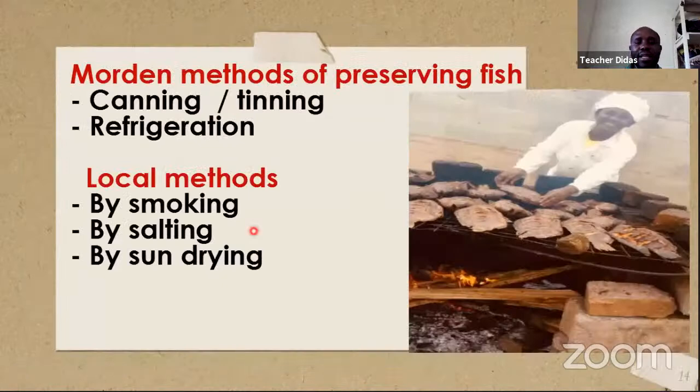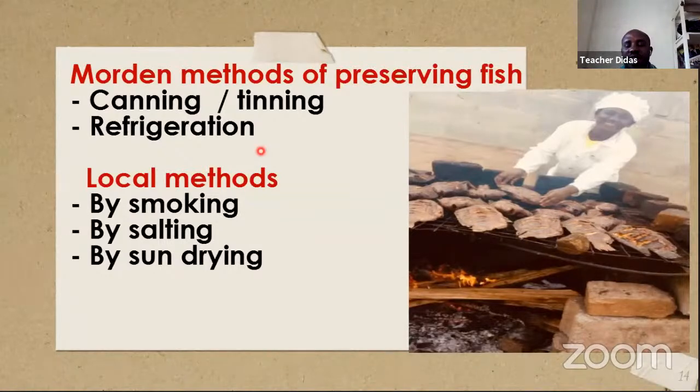Now, these are some of the methods we can use when we are preserving fish. The first one, we have got some methods which we say they are modern. With modern ones, we are using technology, canning and tinning. Then also, we have got refrigeration. Refrigeration is the same as deep freezing. You put them in a fridge, you freeze them, you put ice there. They can last there for very many hours, very many days, as long as the ice is still on. Then we have the local methods, the ones we do at home, smoking.